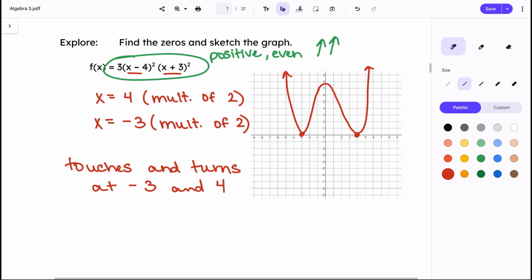Again, I'm not being technical with my points in the middle right now. This W part, it could be way up high. I don't know. I'm not going to look at that point on my table because that's not what I'm concerned about right now. Okay.